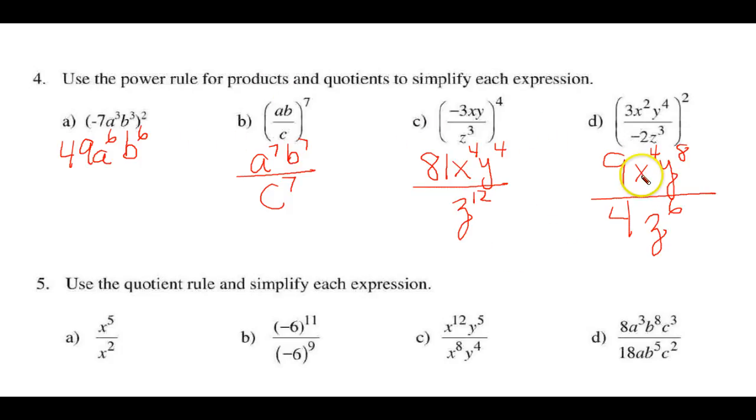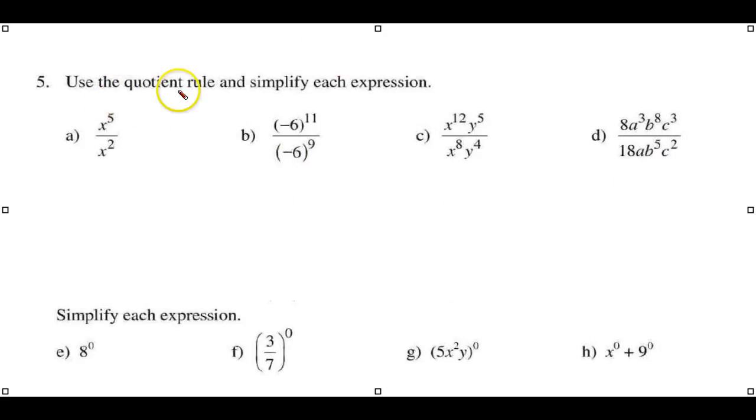So again, pretty straightforward if you are following the rules. Now in the quotient rule, we're going to subtract the smaller exponent from the larger. So this gives us x to the 3rd. This will give us a -6 to the 2nd, which we can also simplify to 36. Now, before when we had this, there was no parenthesis, but now the negative is included in the base.